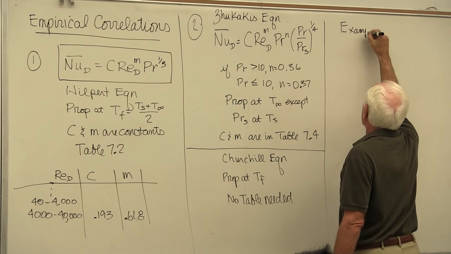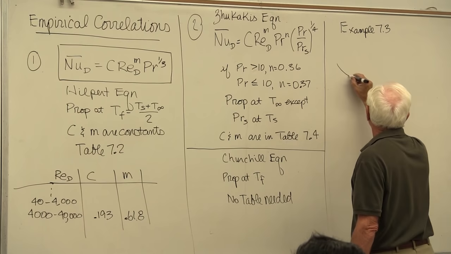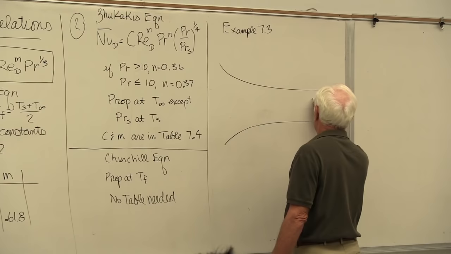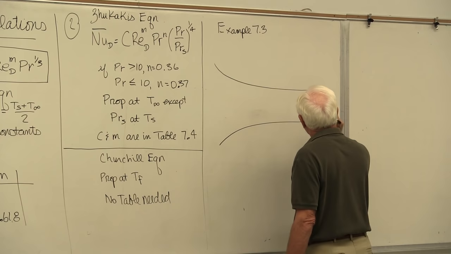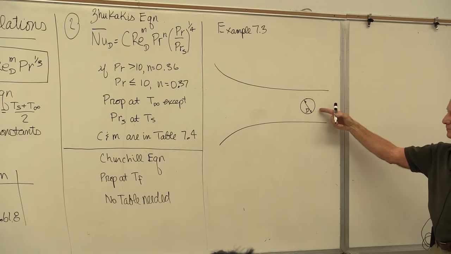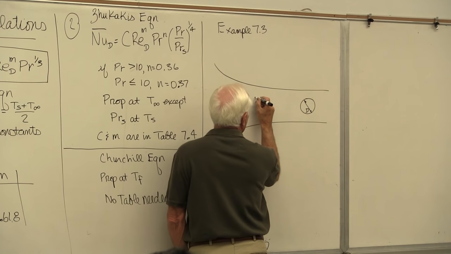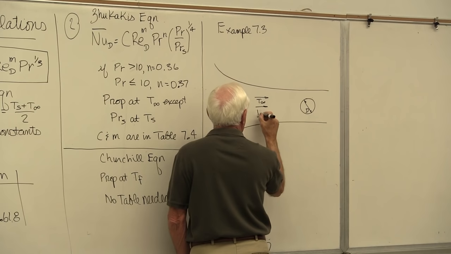Example 7-3. There's a wind tunnel, and they put in the wind tunnel a circular cylinder. Diameter of that cylinder is D. Its length is L, into the blackboard, sticks out of the blackboard, L. And the wind tunnel creates a nice even flow like this.